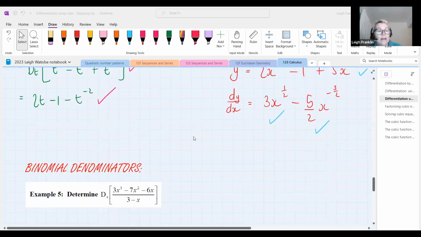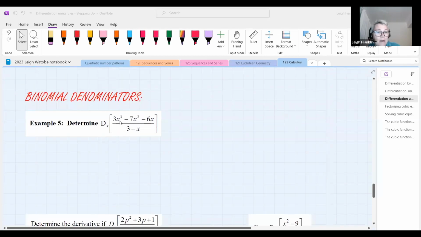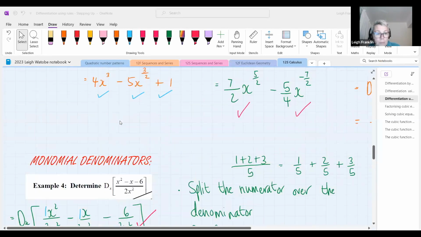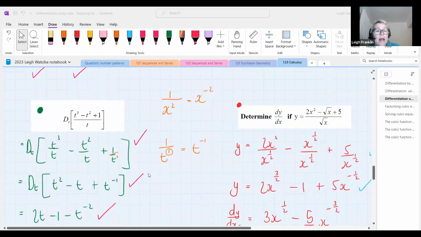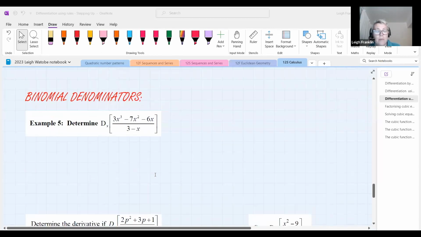Okay, all right, lovely. So now we've got a few minutes left. Let's talk about binomial denominators. We've spoken about monomial denominators and how we split them up, and hopefully we've dotted the i's and crossed the t's, so to speak.